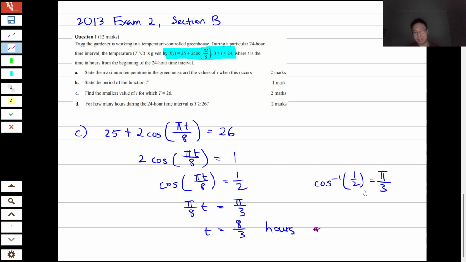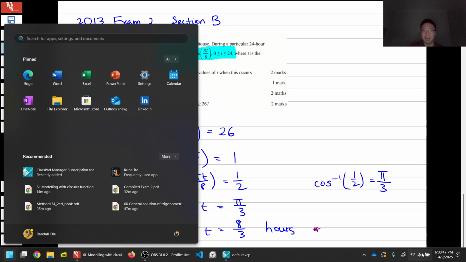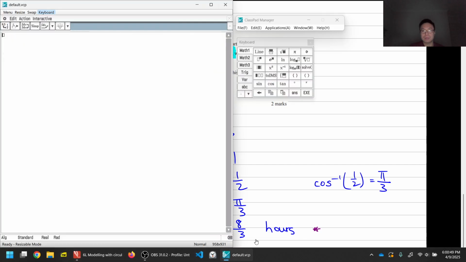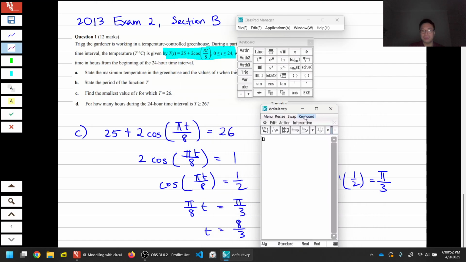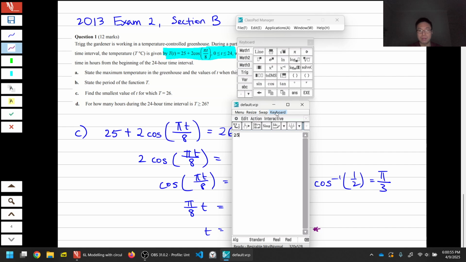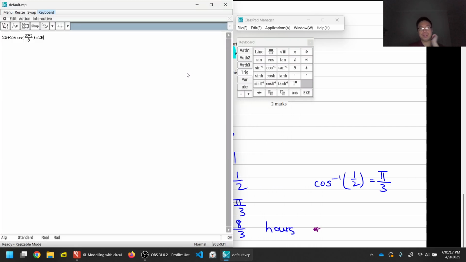Now, suppose that we've done this, and now we want to check our work. So now we can get the CAS calculator out. So I've got it here. And we can use the solve function. So what we want to do is type in 25 plus 2 times the cosine of pi times t divided by 8, and I want to solve this to equal 26. I'll just make that a bit bigger so you can see it.